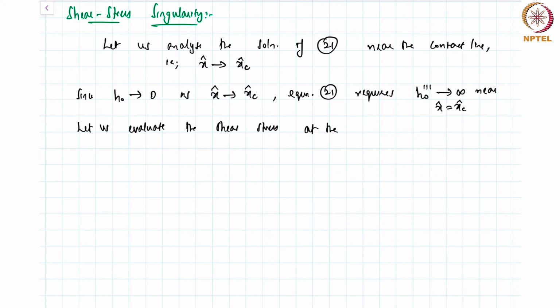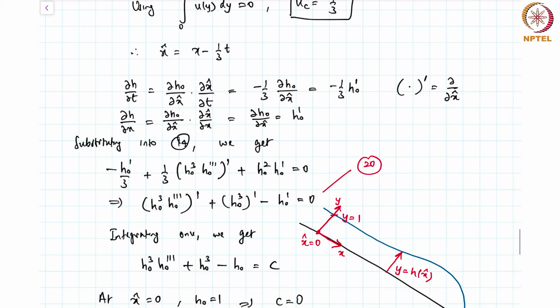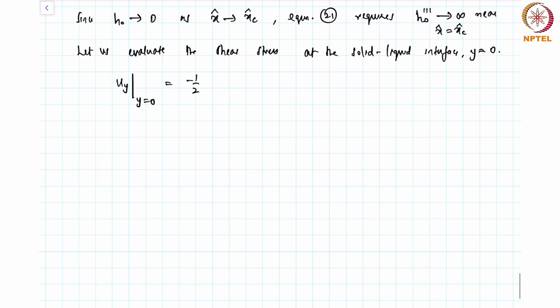Okay, let us evaluate the shear stress at the solid liquid interface, that is at y equal to 0. So what is the expression for shear stress? Shear stress is actually viscosity times del u by del y, but we will put the viscosity term aside. We'll just calculate the velocity gradient at y equal to 0. This is just coming from the velocity profile that we have already obtained, given by 19. If we do this, we simply get minus half hxxx plus 1 times 2y minus 2h, at y equal to 0, and this simply becomes h times hxxx plus 1. This is the velocity gradient.